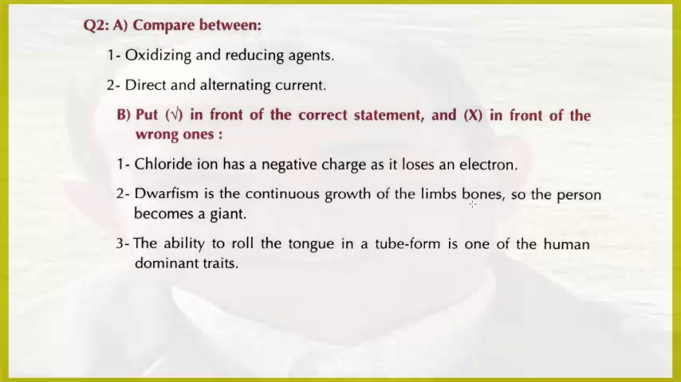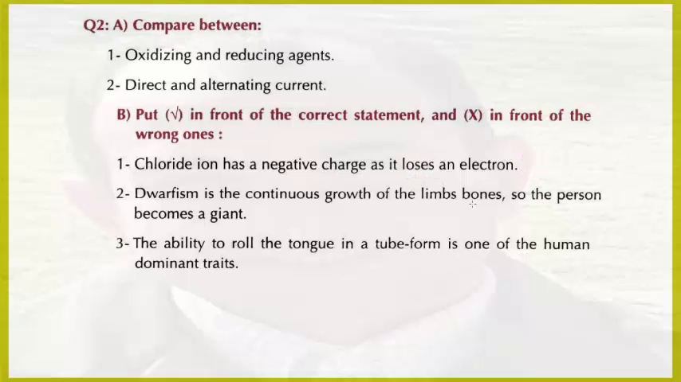Put right in front of the correct statement and wrong in front of wrong ones. Number 1. Chloride ion has a negative charge as it loses an electron. The answer is wrong. Gain.